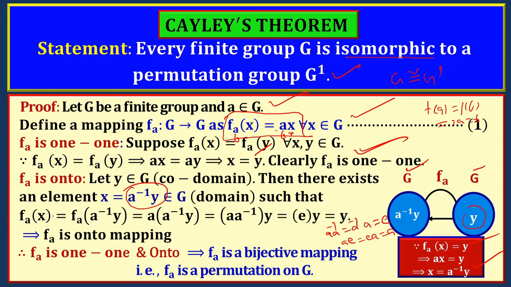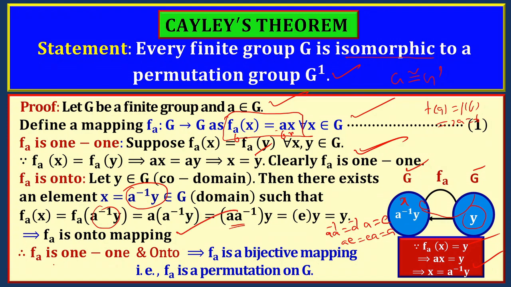Take x in the domain such that f_a(x) = y, where x is a inverse y. Then f_a(a inverse y), by using 1, f_a(x) = ax, is a into a inverse y. By the associative law, changing the bracket, a inverse a into y, and a inverse a is e, so e into y is equal to y. By identity, ey = ye = y. So f_a(x) = y. That means every element in the codomain has a pre-image element in the domain. That is, f_a is an onto map.